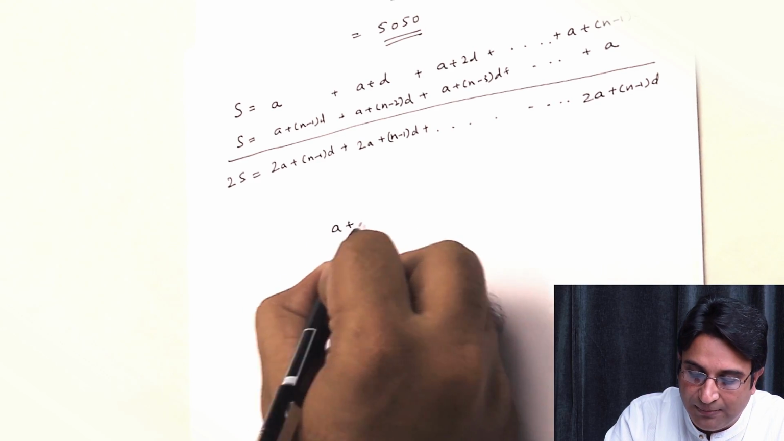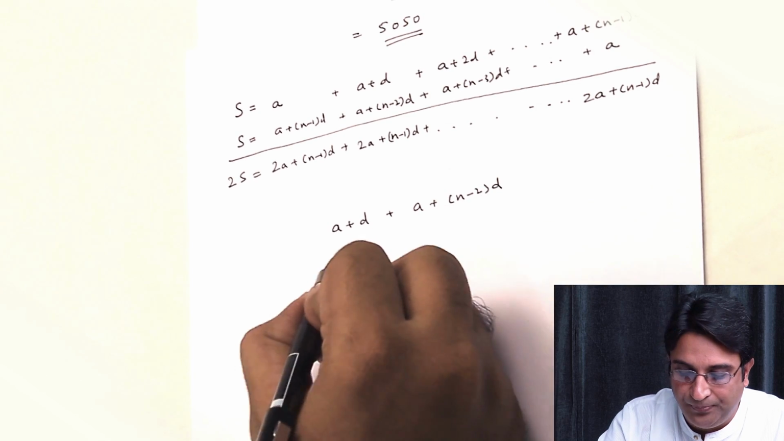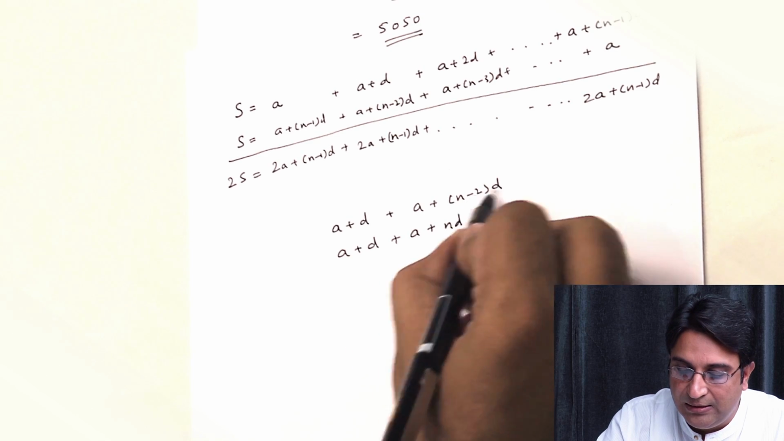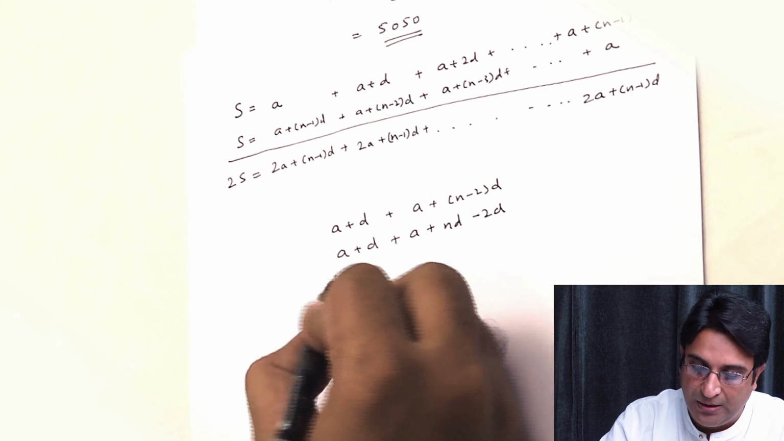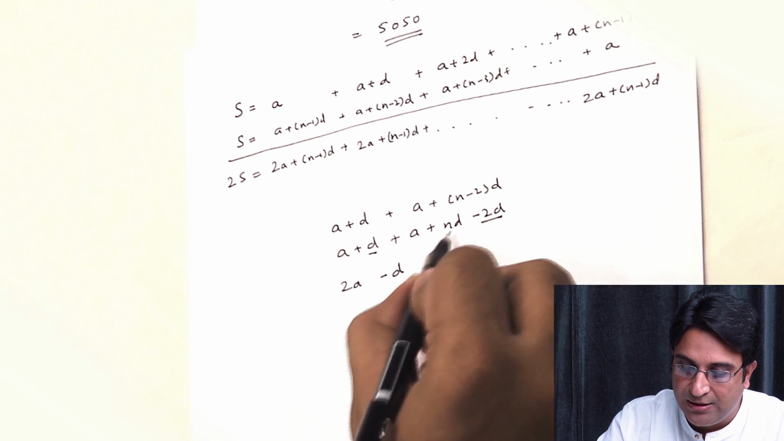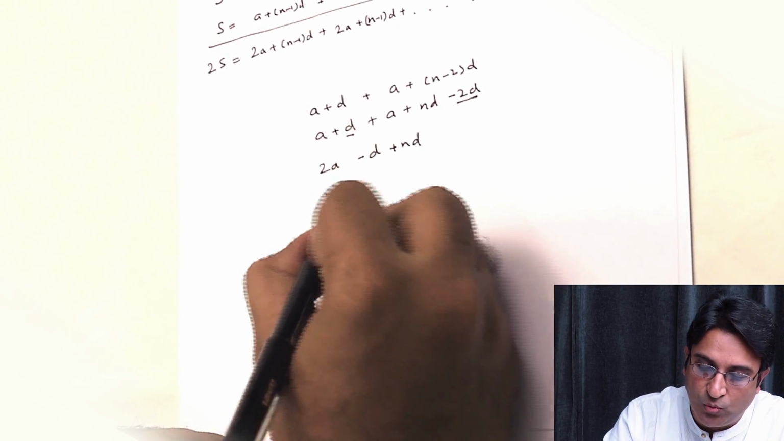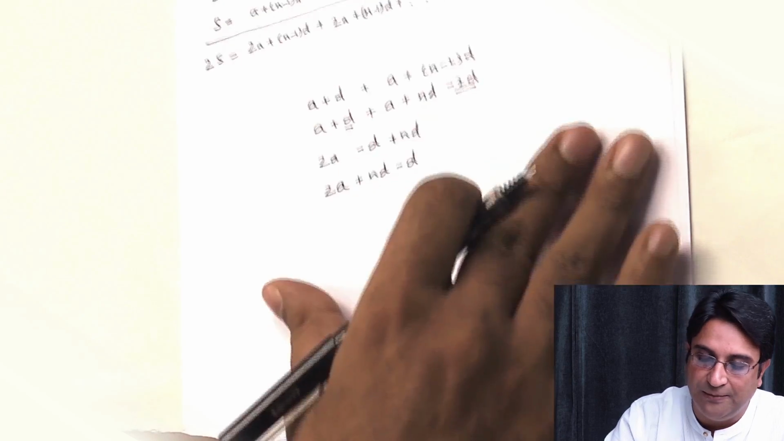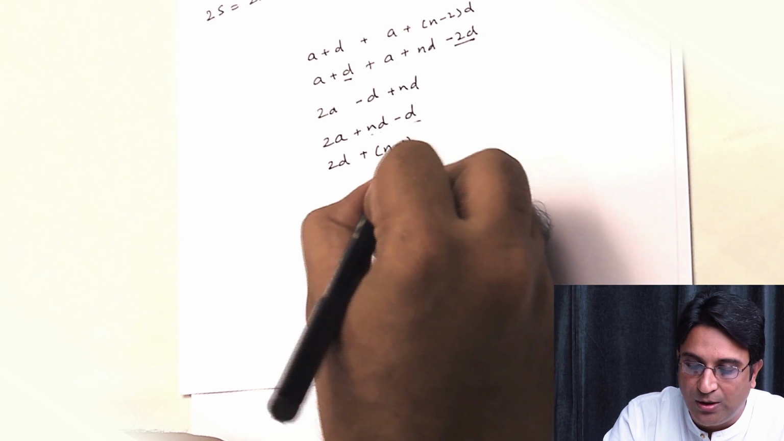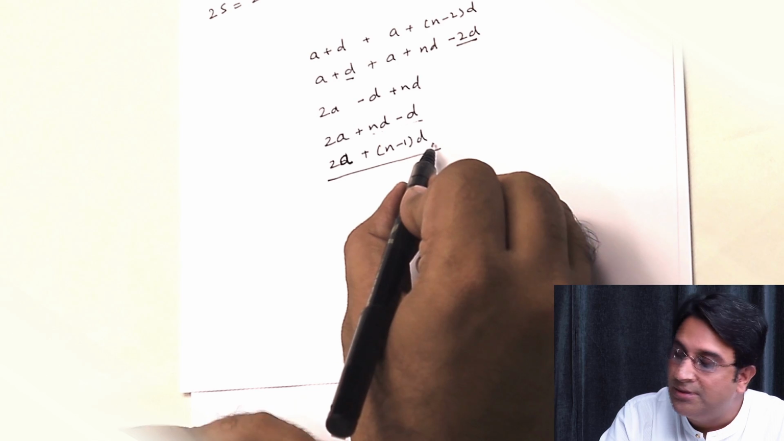Okay, so the second term is A plus D, and the second last term is A plus n minus 2D. Let's open the brackets. D times n is nd. D times minus 2 is minus 2d. A plus A is 2A. D and minus 2d will give you minus d. And you have got nd remaining here. Now, we can write this as 2A plus nd minus d. Now, I'll take d common from these two terms. So it will become n minus 1 times d. See here, 2A plus n minus 1 times d.